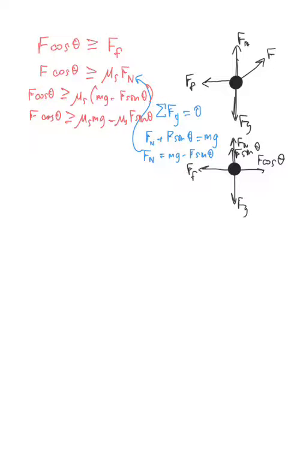And then let's take this whole term right here and move it over to this side of the equation. I'll move it down a little bit so we have more room to see things. So we're now going to have F cosine of theta plus, since I'm bringing this term over to this side and it's negative over here, it'll be plus over here, plus mu s F sine of theta is greater than or equal to mu s mg. That was the only term left on this side.